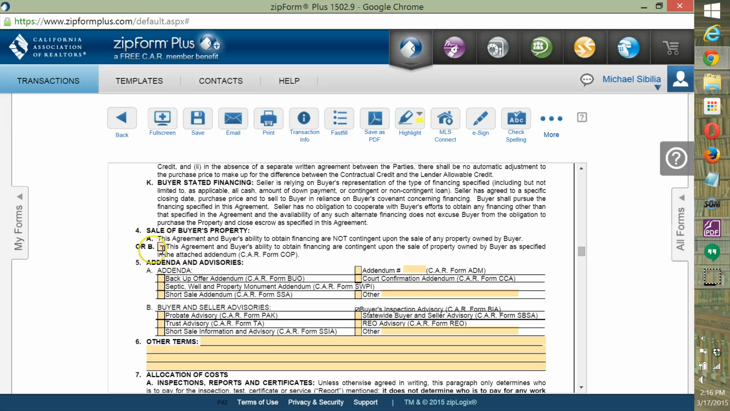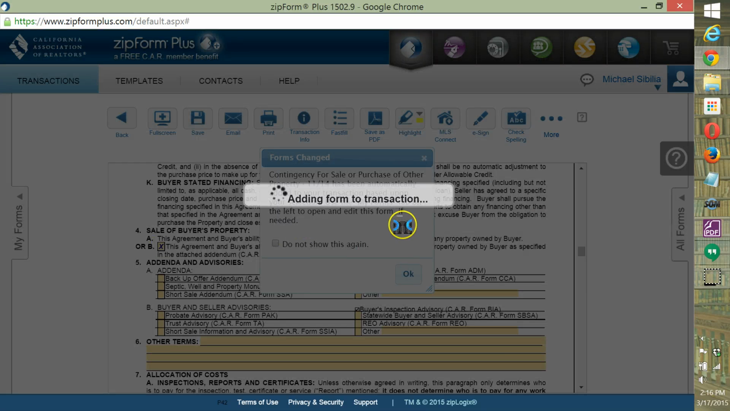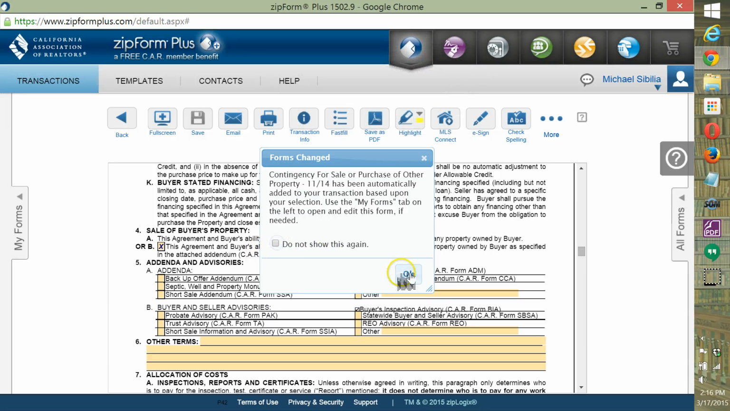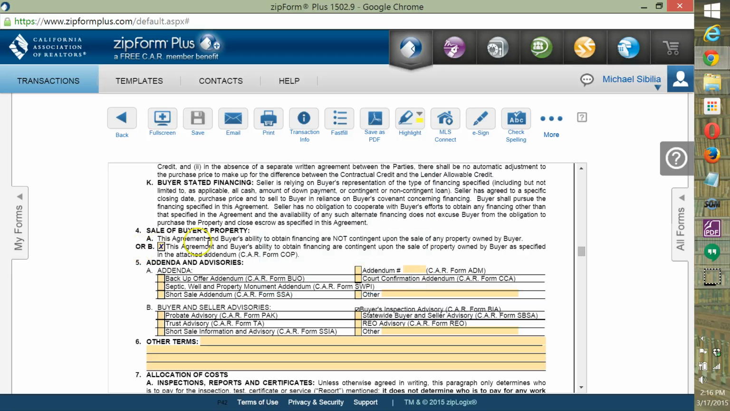Sale of property: if you check this box, one of the new things is, notice how when I checked the box, it added the form. So once we check a box, the COP form automatically loads. That means the buyer has to sell the property, right? I'm going to uncheck it just for fun. There really isn't a lot here that you need to do.